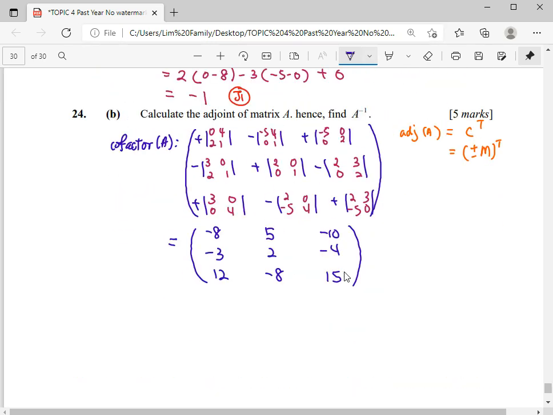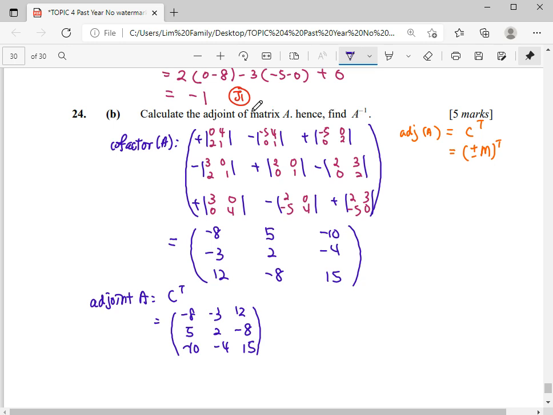And then I'm going to do the adjoint. So adjoint A will equal to cofactor transpose. So transpose means row will become column, yang melintang akan jadi menegak. So negative 8, 5, negative 10, negative 3, 2, negative 4, 12, negative 8, 15. So this is how we get our adjoint.